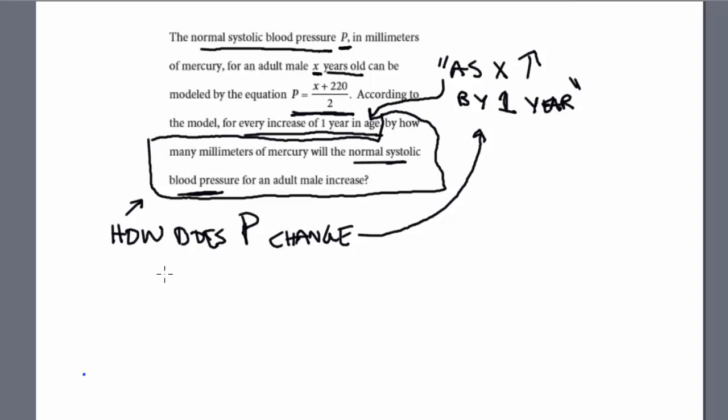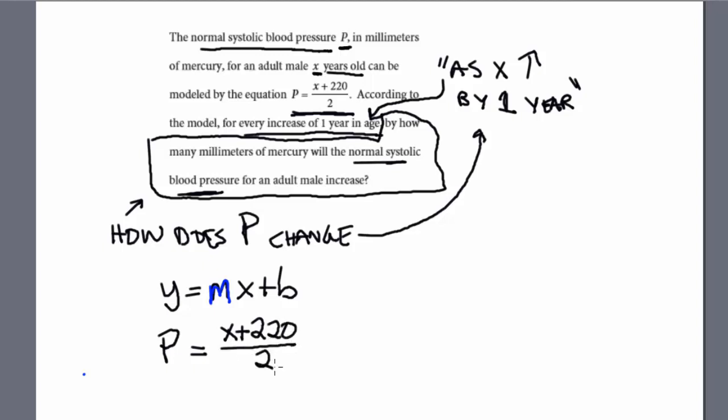Now I know that slope, we can write it as y equals mx plus b, right? And so basically we're looking for the value of the slope. And here I have an equation, which is P, and so P plays the role of y here. It's just a different letter. P equals x plus 220 over 2, and I'm thinking, this doesn't really look like this. It's not in the same form. We're dividing by 2 here. I can't see immediately where the slope is.